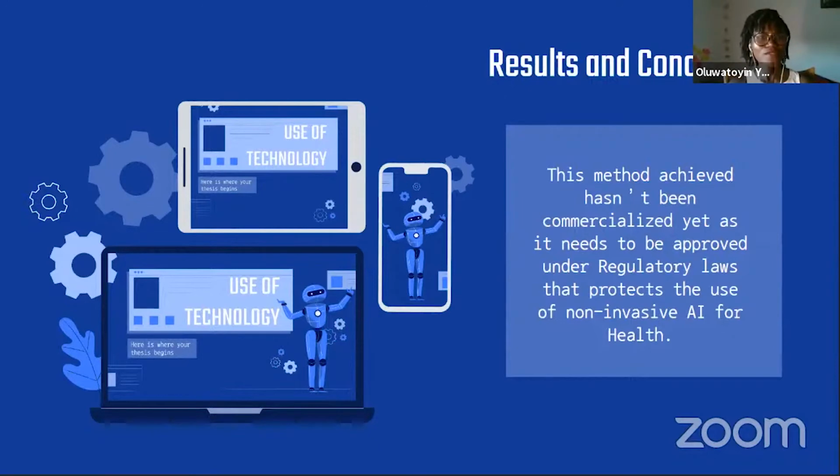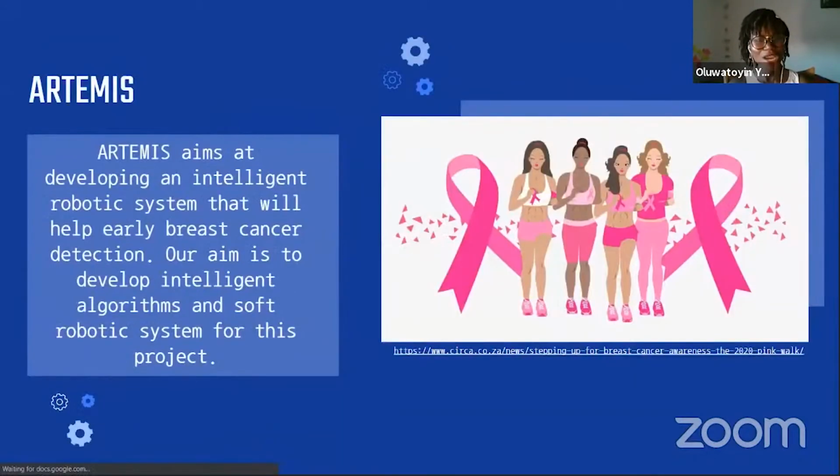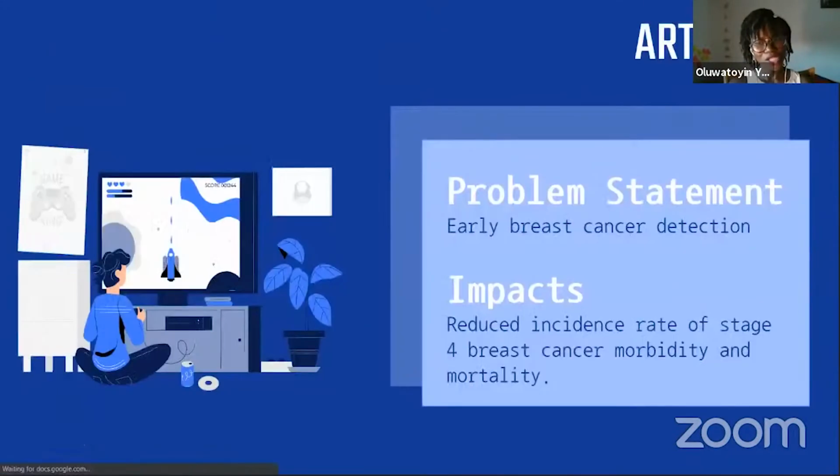The current research that I'm working on, which I really love, is called Artemis. Like I said earlier, my team members and I are trying to develop an intelligent robotic system that will help early breast cancer detection. Early breast cancer detection helps us to reduce the incidence rate of stage 4 breast cancer morbidity and mortality. That is, we are trying to reduce the number of people that enter stage 4 breast cancer.